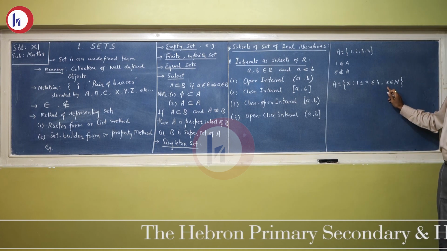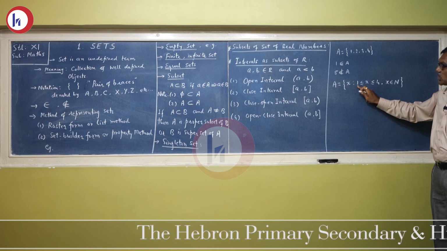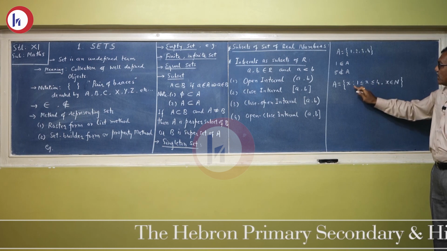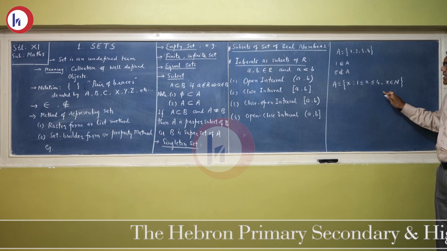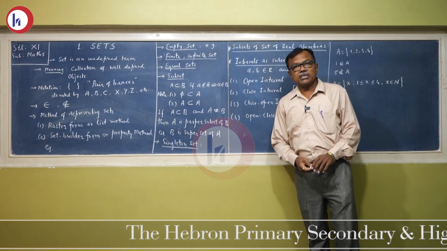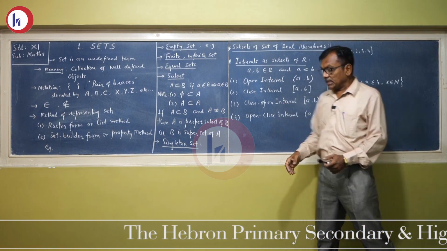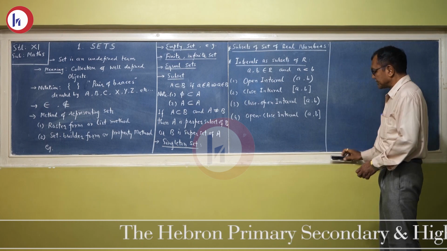X is an element of the set N, and X is between 1 to 4, including 1 and 4. Then the same set can be written in the set builder form like this. Now, some sets which are already used in the lower standards, the set N, let us see some other sets.